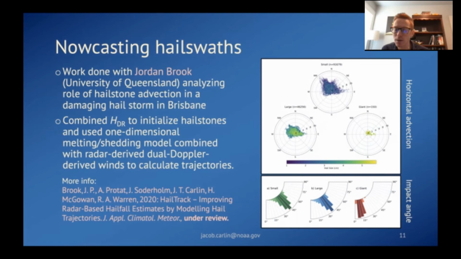Okay, so just an example of the type of things we're able to do with these melting dependent trajectories. The top figure shows the horizontal advection of three size categories of hail: small, large, and giant. And then even more interesting to me on the bottom, for the initialized hailstones, we are actually able to look at the impact angle of the hailstones. So we see here that small hail really comes in at a sharp angle at about 45 degrees, whereas giant hailstones fall closer to almost vertical. And that difference really has an effect on the sorts of damage that can result from these hailstones.